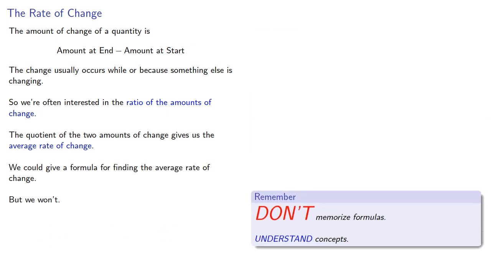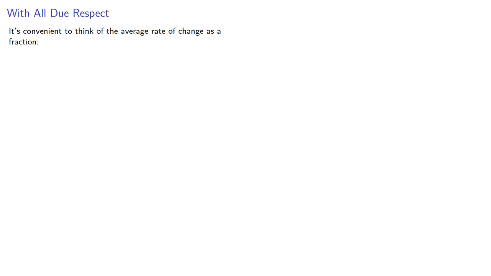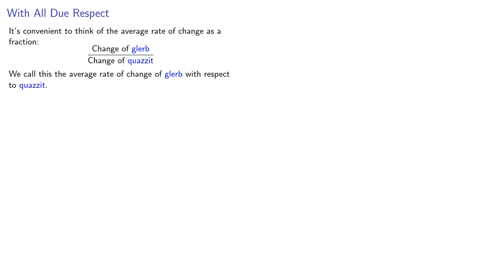Remember, don't memorize formulas, understand concepts. It's convenient to think of the average rate of change as a fraction, the change of glerb divided by the change of quasit, where glerb and quasit are the quantities whose changes we're interested in. We call this the average rate of change of glerb with respect to quasit.